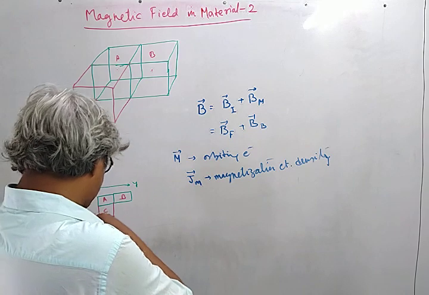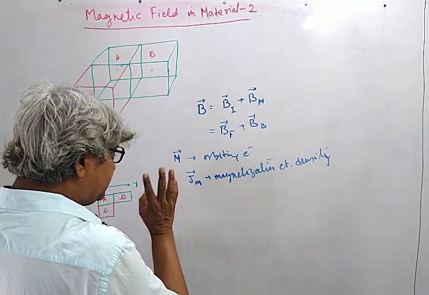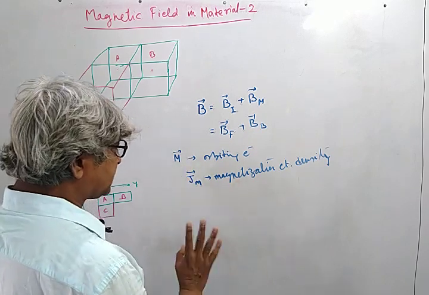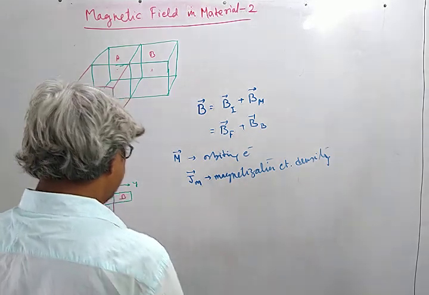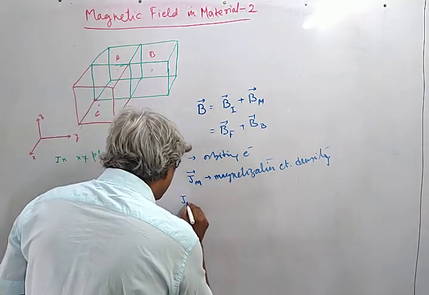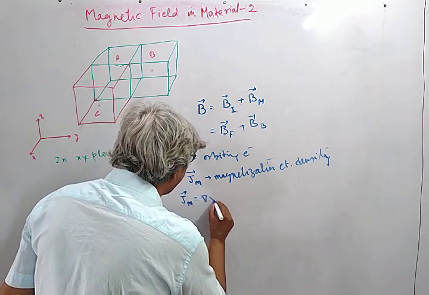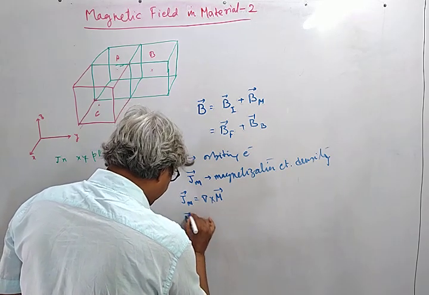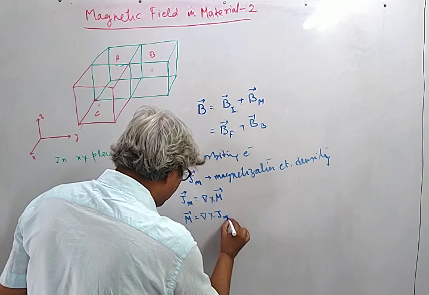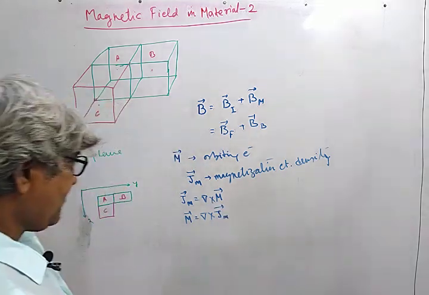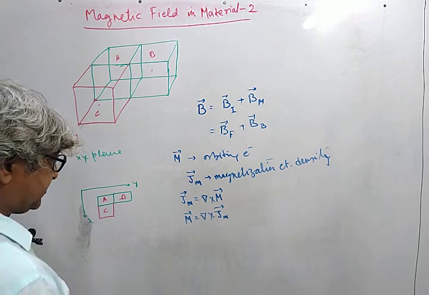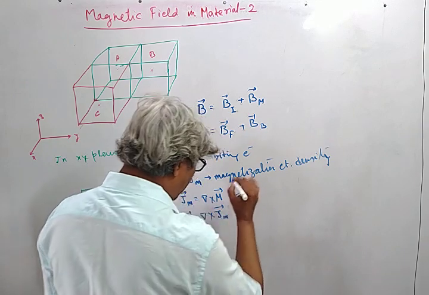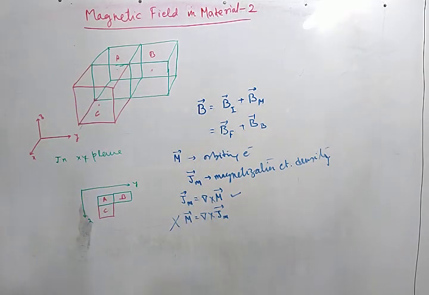The relation must involve the curl operation, because circulation is involved. That is, the relation should be like this: either Jm is equal to curl of M, or the reverse, M may be related to curl of Jm. These are the two possibilities. But if we check the relation dimensionally, we find that the second is not a possible relation, so the relation should be of this sort. Let me first establish this relation.